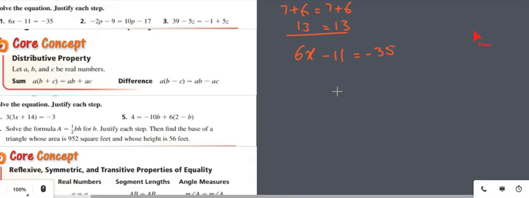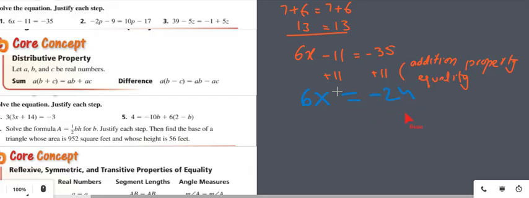Now what I am doing, I am adding positive 11 on both sides. Which property allows me to do that? It is the addition property of equality. So with the help of the addition property of equality, I can add this number on both sides. So you did that, and you will get negative 24.